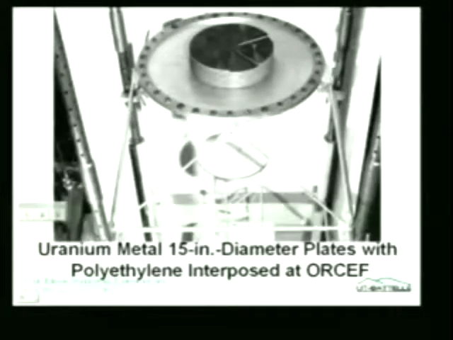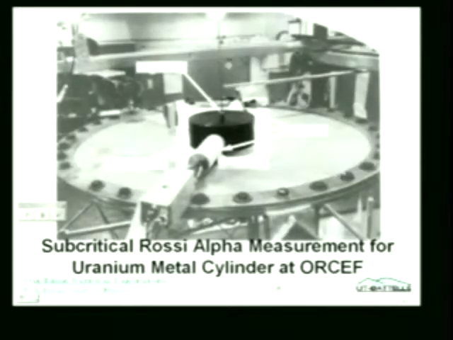We did some experiments with uranium, with polyethylene spaced between uranium plates. Again, 15-inch diameter plates with polyethylene interposed, in various thicknesses of polyethylene up to 1 inch. Did a lot of subcritical measurements with the source present by the so-called Rossi alpha technique, which measures the time distribution of the fluctuations of the fission chains excited by an external source, again using 2 detectors.